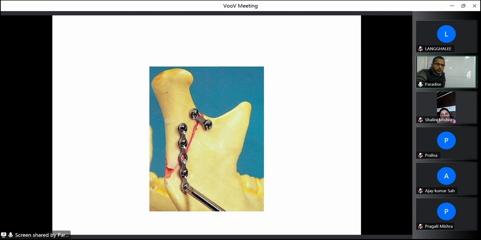So 2 plates are placed, one near the posterior border of the ramus of the mandible, another just below the sigmoid notch. The plate which is placed at the posterior border of the ramus of mandible, you have to put 2 screws on either side of the fracture line, and the plate which is present just below the sigmoid notch, you have to put at least 1 screw on either side. Okay. This is tension zone, this is compression zone. This is a standard technique.